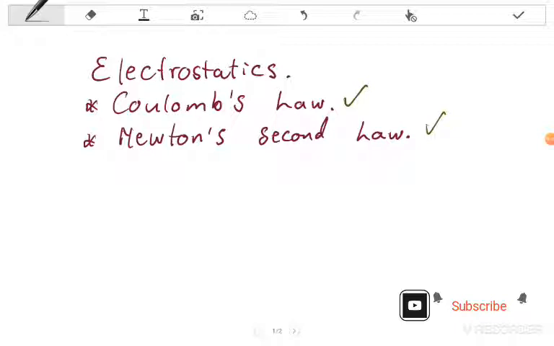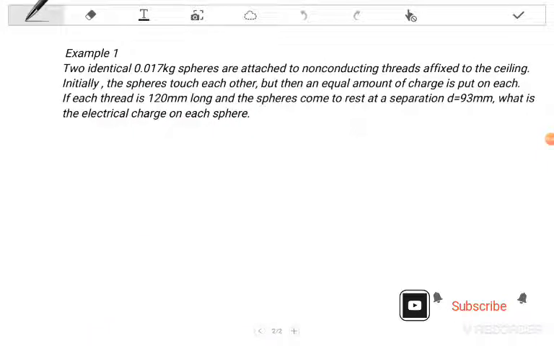So let's get started. We've got this problem here, example one, that I'm going to do with you. It says that two identical 0.017 kg spheres are attached to non-conducting threads affixed to the ceiling. For the first statement, that means we're going to have something like this. This is the ceiling, here you have the first mass and here you have the second mass. Both of them are attached to these threads, attached to the ceiling.